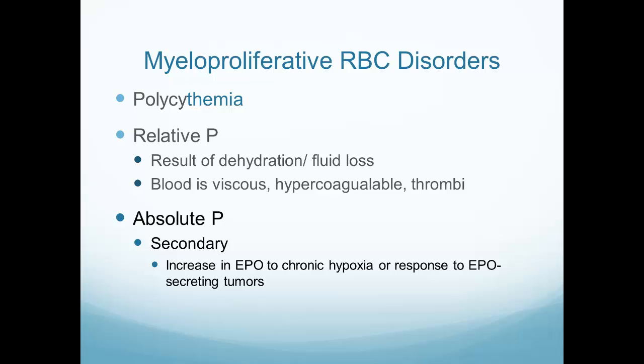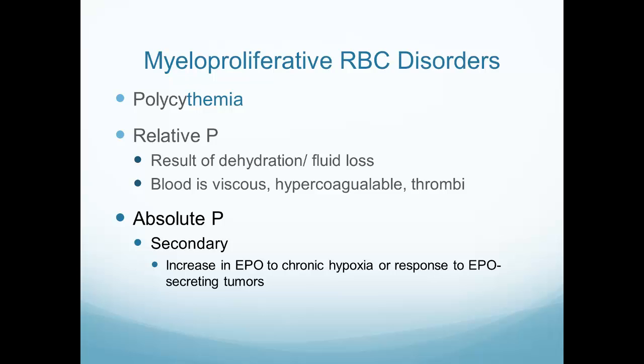So you take that water away, and now we're going to have very thick, viscous blood, and that's going to lead to a possibility of having thrombi occur because it's slow and sluggish and it's going to get stuck in the circulation. On the other hand, we can also have an absolute or a secondary type of polycythemia where we have an increase in the amount of red blood cells that are being produced.